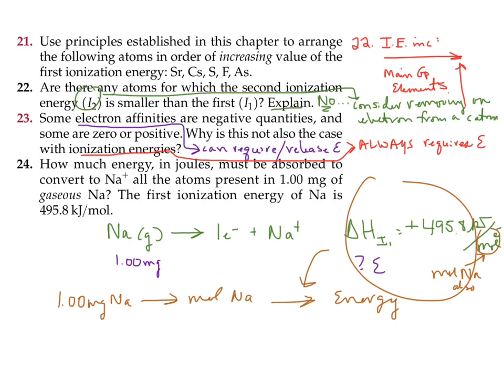For 24, it's kind of a factor label problem. If you read it, basically it's describing the ionization of a neutral sodium atom. So you take neutral sodium, okay, you add energy to it, and the energy required for the first ionization actually is given in the problem. And it says, all right, how much energy is required to ionize 1.00 milligrams of sodium? So I would take that mass and convert it to moles using the molar mass, and then apply this energy per mole of sodium. Okay.